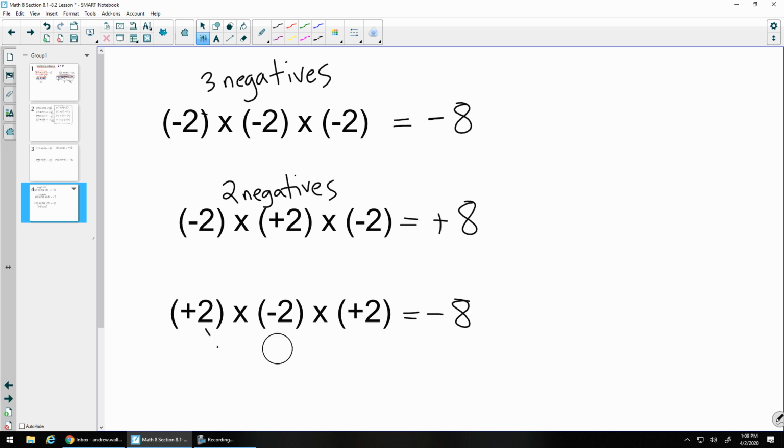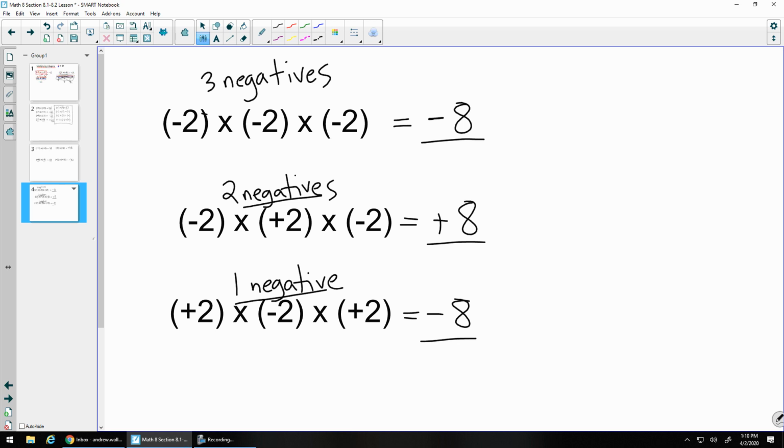Okay, so we look at our answers. 3 negatives gave us a negative answer. 2 negatives gave us a positive answer. 1 negative in our equation gave us a negative answer.